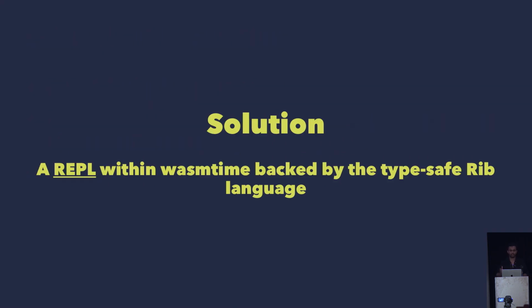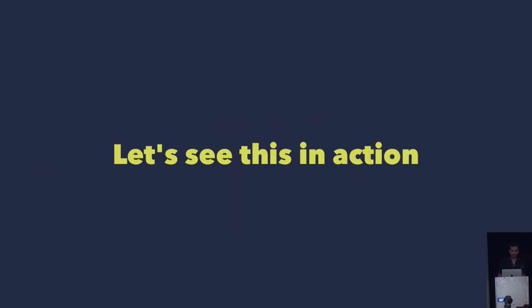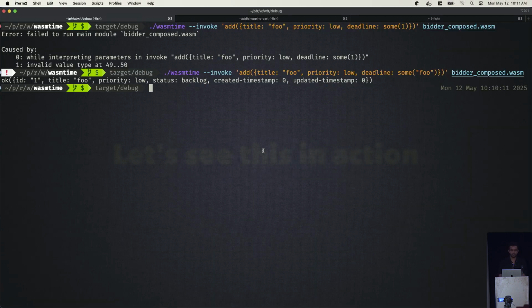And that's what RIB is. RIB is a type-safe scripting language. We have built a REPL on top of it. Now, after this, everything is going to look pretty obvious. But there was a bit of pain to make that happen. Let's see that in action.